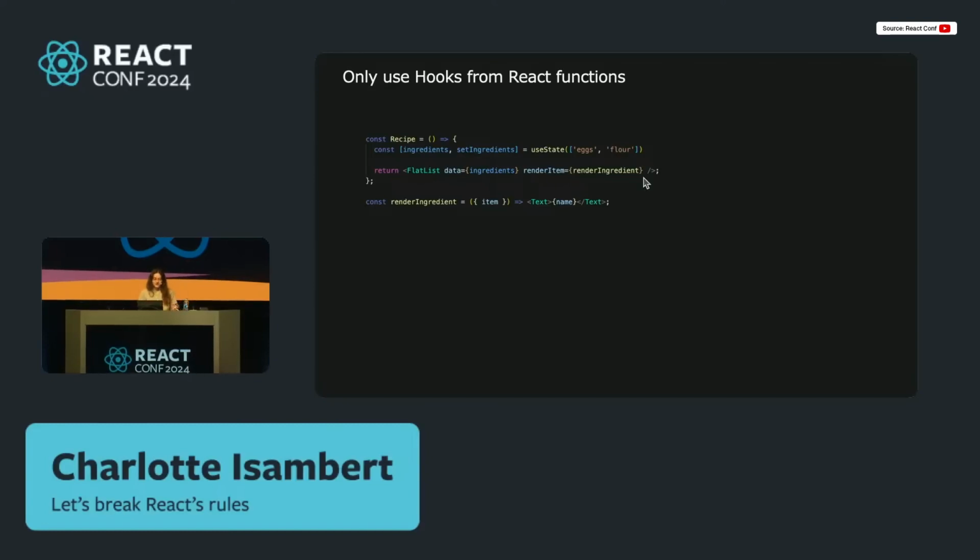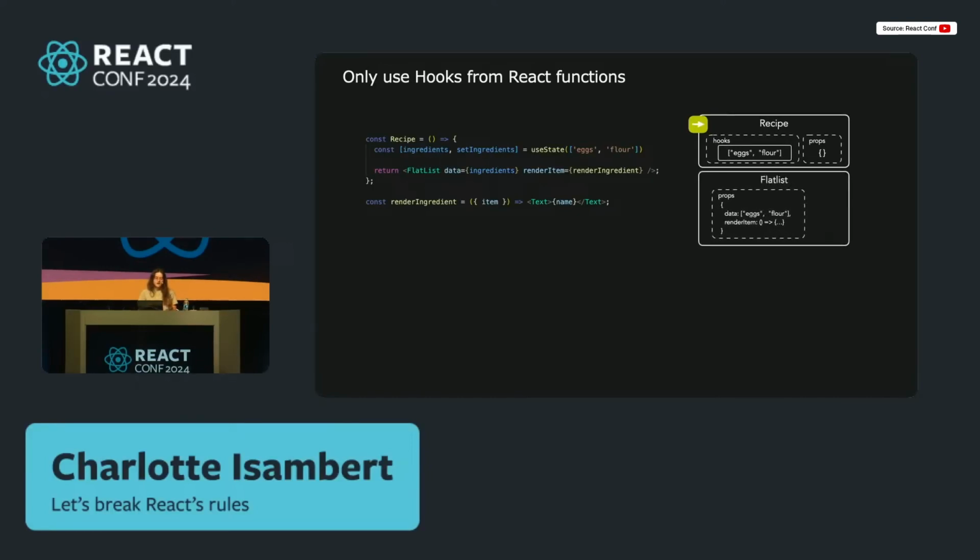So let's build a fiber tree. We've got Recipe that we render, so we've got this state, this array of eggs and flour, and we create this FlatList fiber because of the JSX syntax. We're done with Recipe, so we can move on to the next fiber of our tree, FlatList. We render FlatList, so it is going to map over the ingredients and call this renderIngredient function for each of them. So it first calls this function with eggs, so we create this Text fiber because of the JSX syntax, and with flour. And this is our tree.